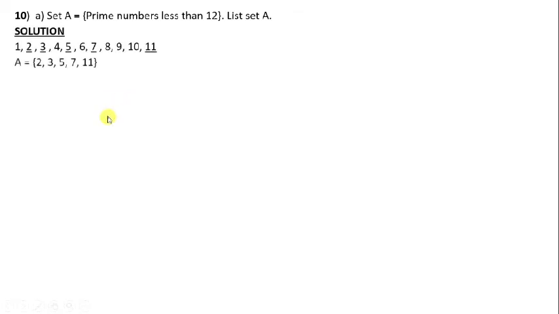We continue. Question 10 is saying set A is equal to prime numbers less than 12, list set A. Now you have to know what prime numbers are. Prime numbers are numbers where only one and the number itself are factors. The first prime number is 2, we have 3, we have 5, we have 7, and 11. These are the numbers where only one and the number itself are factors.